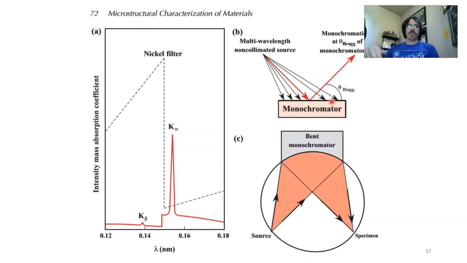So if I asked you on a quiz or a test, what's a drawback of using a metal pass-through filter such as nickel? The answer would be you also attenuate K alpha. Okay, so part B, what would an alternative to a nickel pass-through filter be? Well, a monochromator that only allows K alpha to pass through based on diffraction condition. So think of it that way.